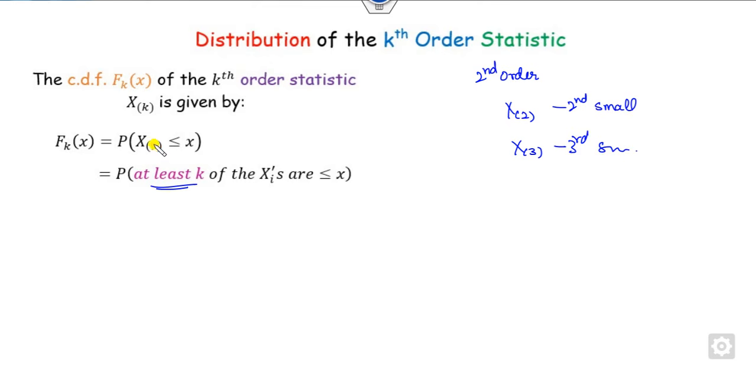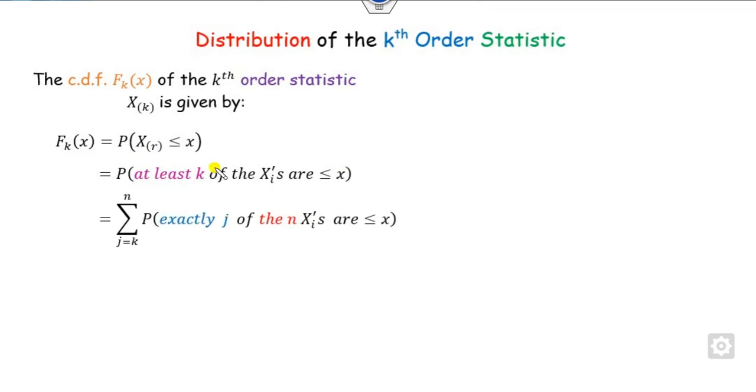So what is the X(k)? That is, at least k of the xi's are less than or equal to x, because if you find the kth order statistic, at least k of the xi's are less than x. What is the meaning of that? If at least k, it means you write the summation over j from k to n, exactly j of the n's are here.